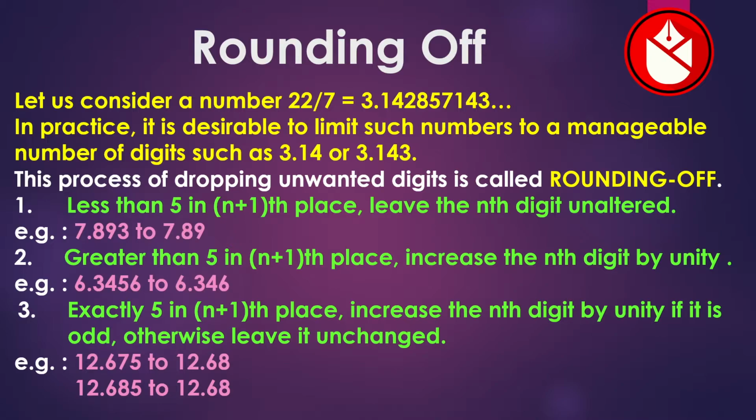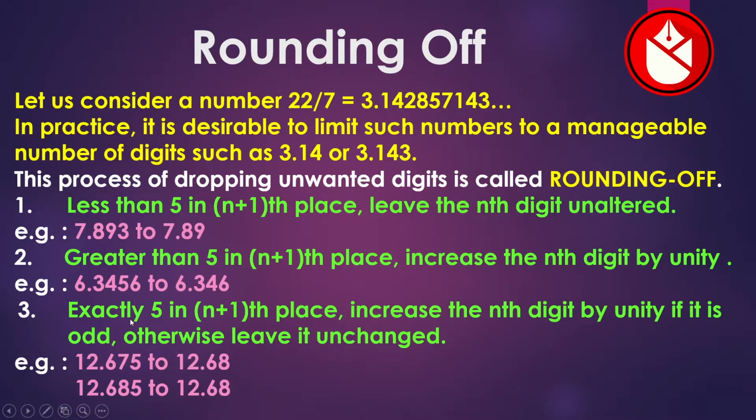Now, if greater than 5 in the n plus 1 place, increase the nth digit by unity. That means 6.3456 to 6.346. Here the 6, that particular digit, is greater than 5. So rounding to 3 places of decimal, we have rounded it to 6.346. That means the 5 plus 1.